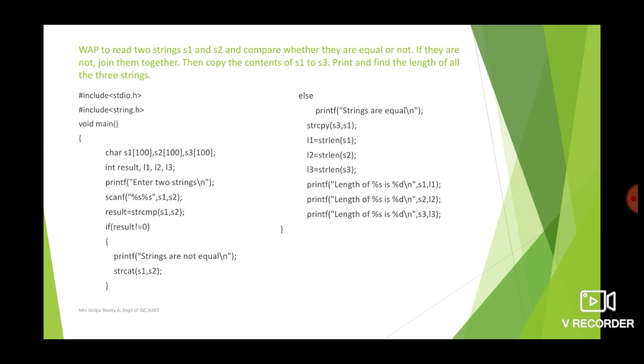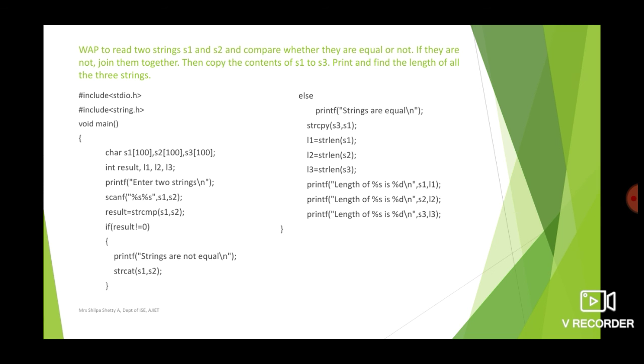So how do you copy? We need to use the strcpy function. So strcpy of s1 comma s2, so s2 is copied to s1. Otherwise, if the result is equal to 0, it means that the strings are equal, so we will print strings are equal. Once it is done, you need to copy s1 to s3. So we use strcpy of s3 comma s1. s1 should be copied to s3, so first s3 will come, then s1.